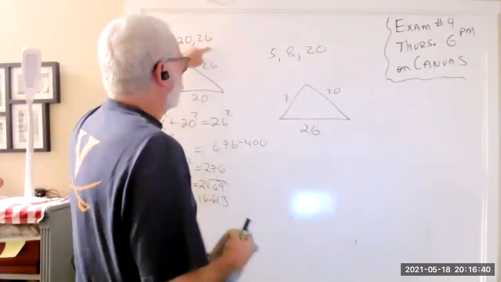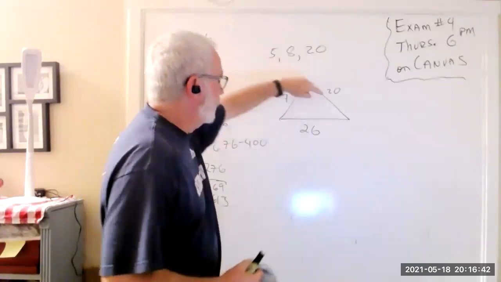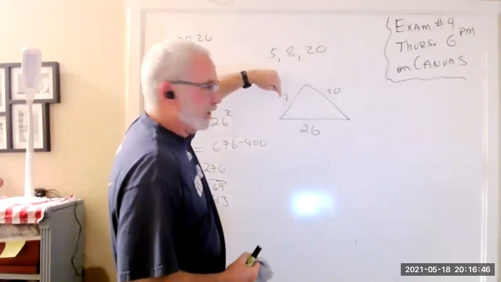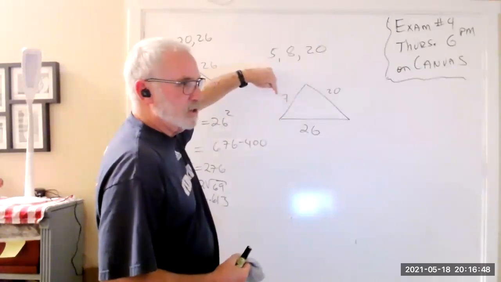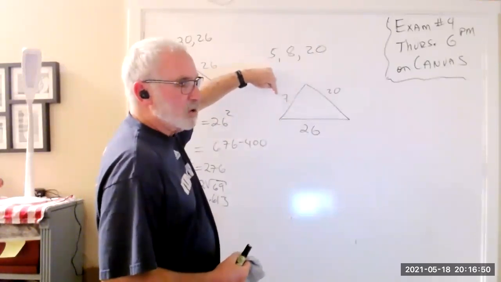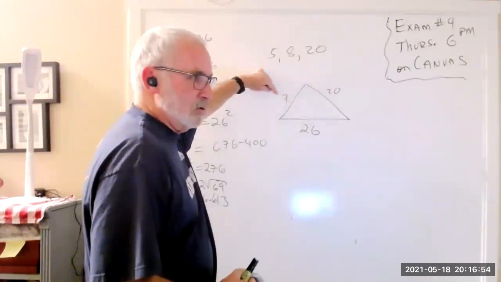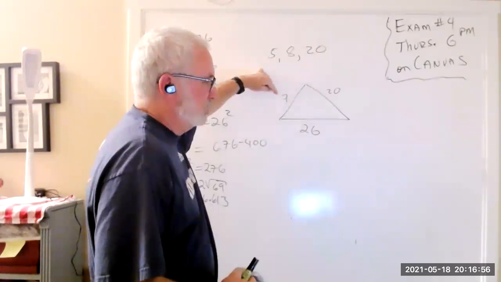They gave you those two sides, so the other side would have to be any number bigger than 6. Any number smaller than or equal to 6 would be no good. Does that help?